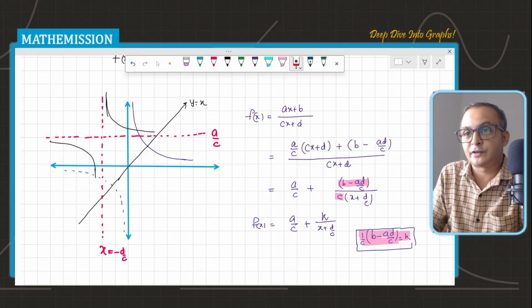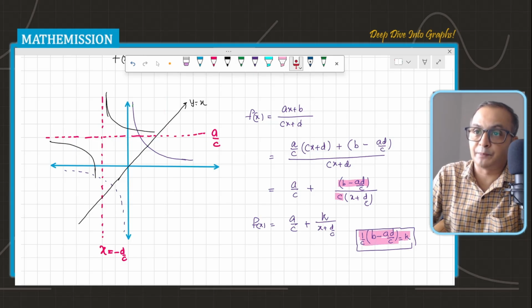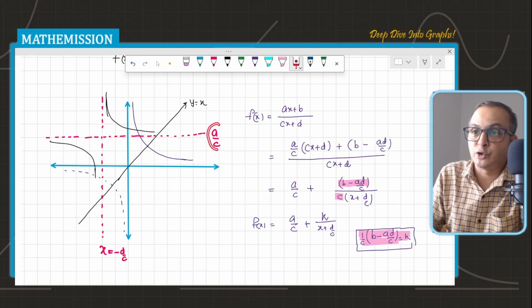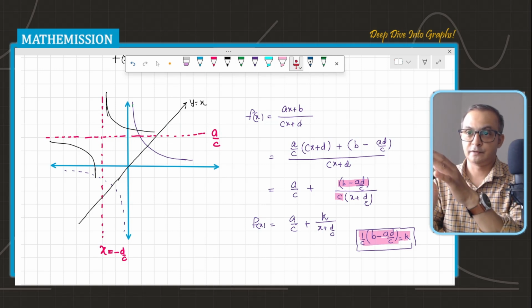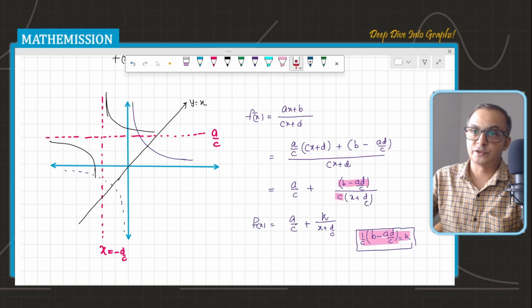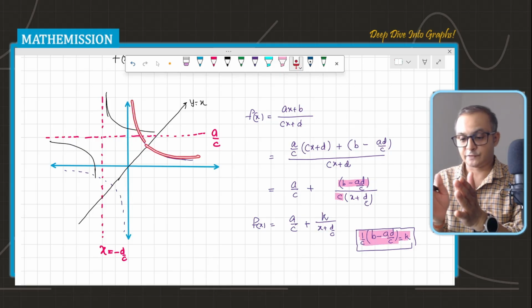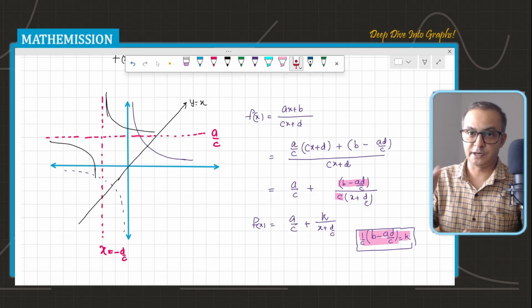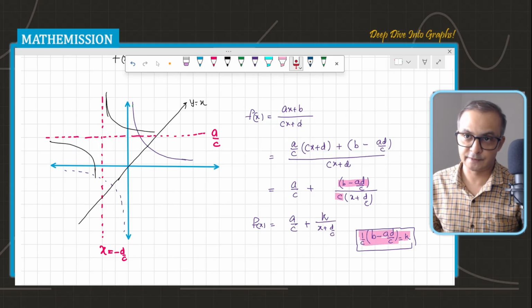When I'm shifting the graph rightward, I have to shift by the same unit up. Shift right, shift up by the same unit. Then only, because y equals x, it has to be symmetrical. So this branch must be symmetrical about this branch. So whatever you shift left or right, you have to shift by the same unit up and down. Then only it will remain symmetrical about y equals x.